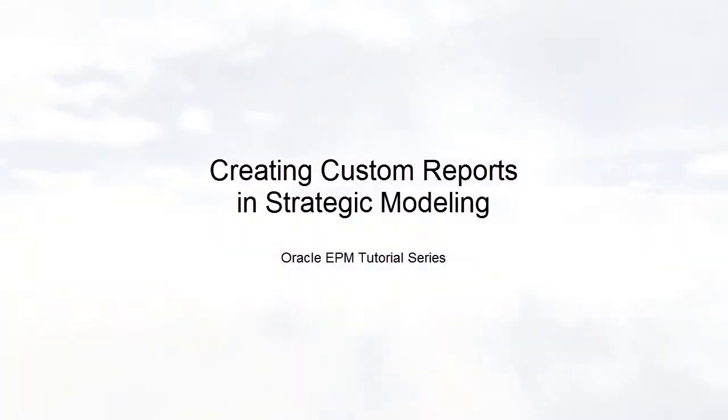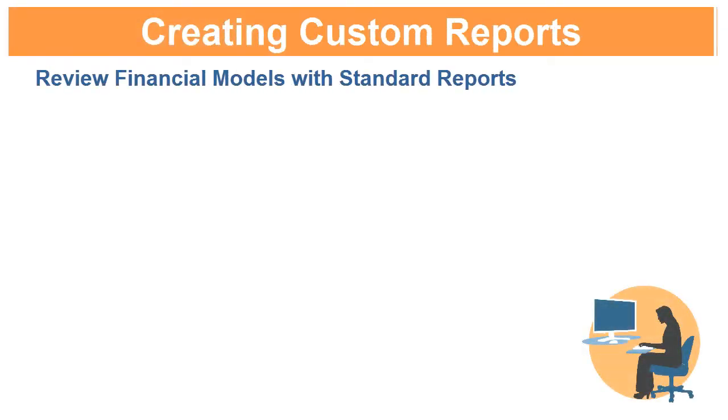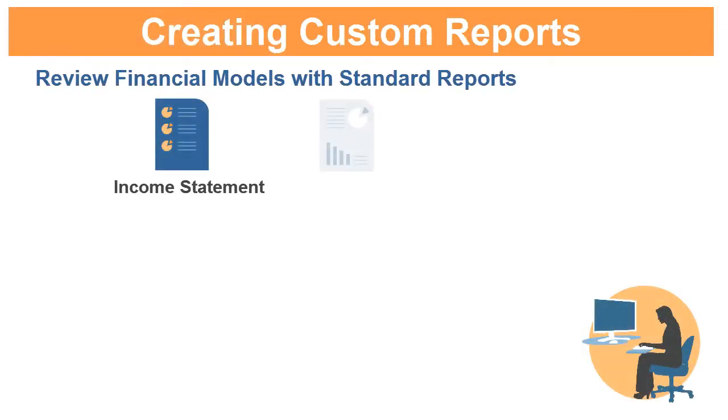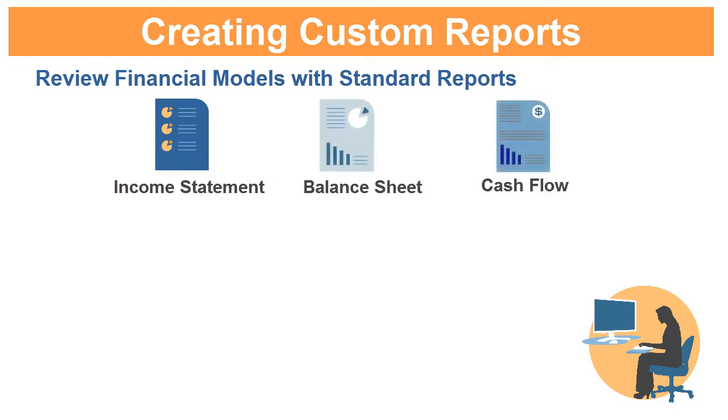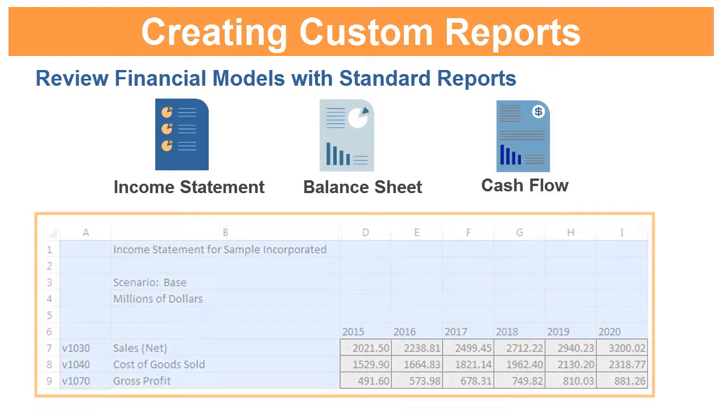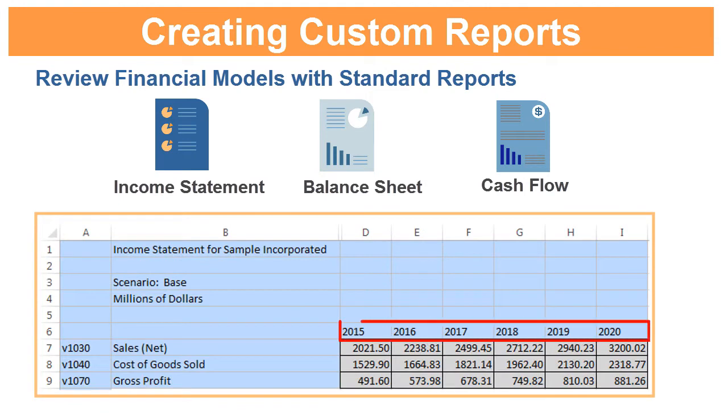Welcome to this step-by-step tutorial on how to create custom reports in strategic modeling. You review financial models using standard reports like income statements, balance sheets, and cash flow statements. Typically, these standard reports display the time periods across the top in the columns and the accounts along the left side of the report in the rows.